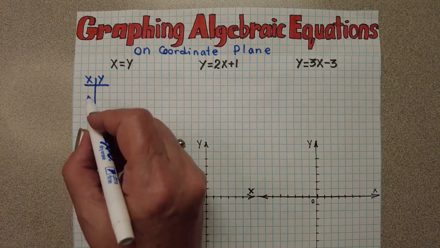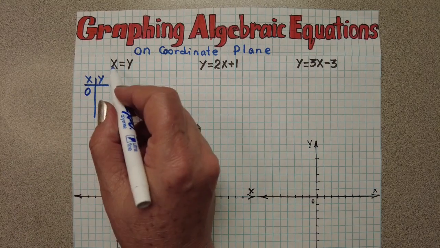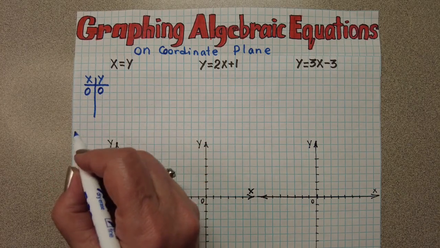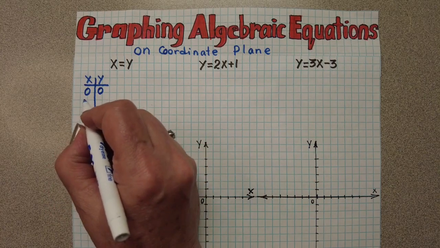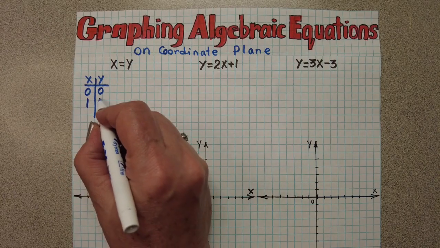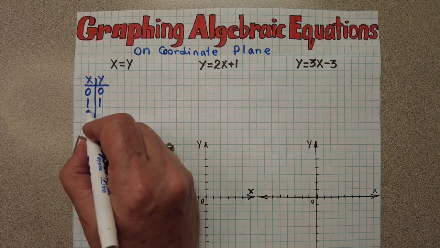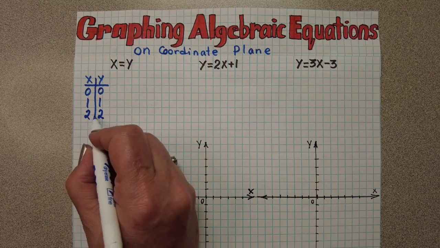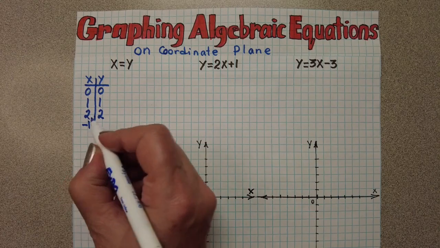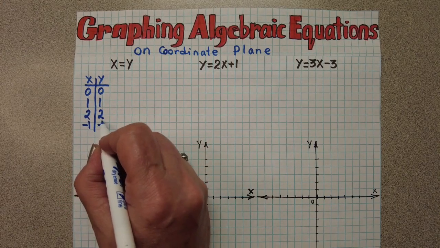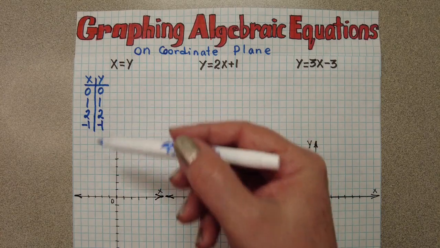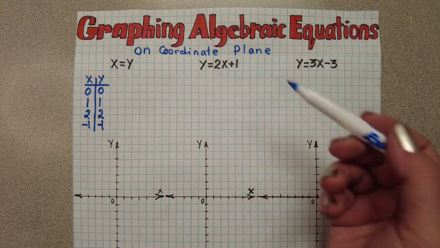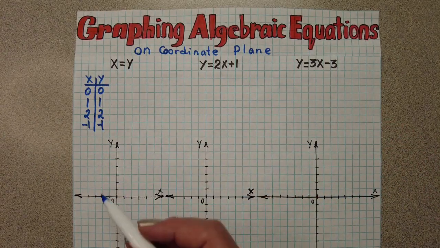Let's say x is 0. In this case, if x is 0, y equals x, so y will be 0. If x is 1, y will be 1. If x is 2, y will be 2. Let's give one more. If x is negative 1, y will be equal to negative 1. Now let's place these numbers on the coordinate plane and see how we can graph this equation.